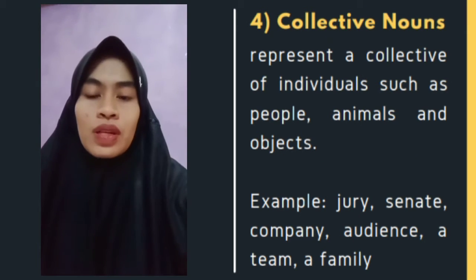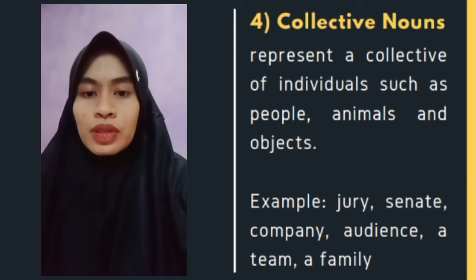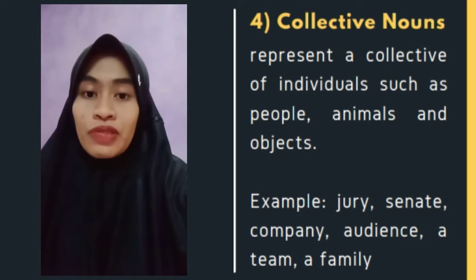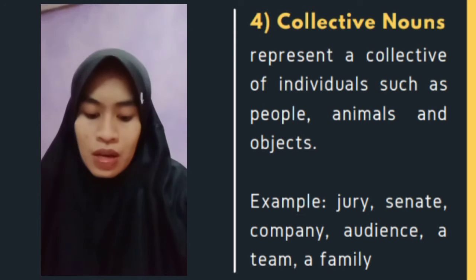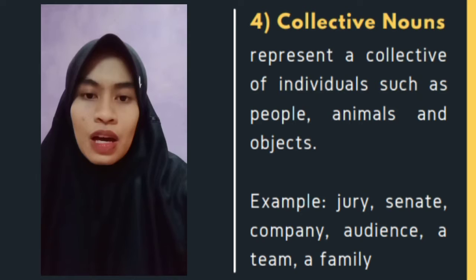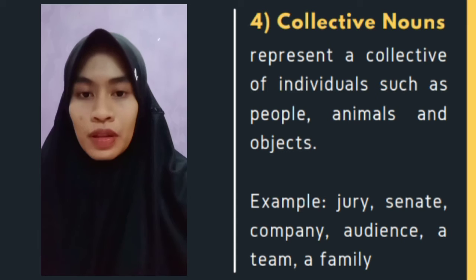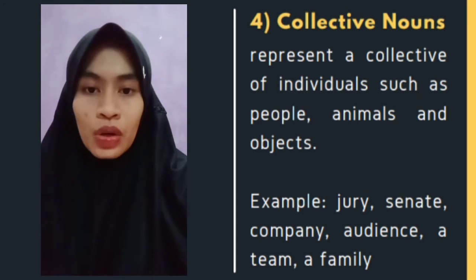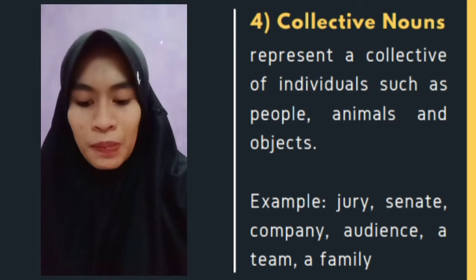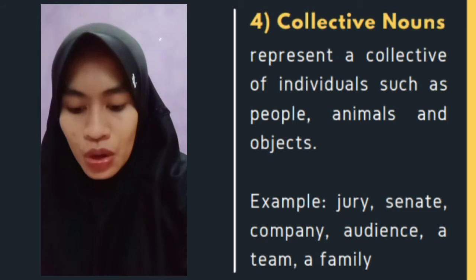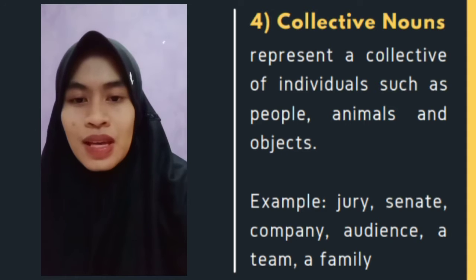A collective noun is used to name collective individuals that could be person, animals, and objects. To name a collective group of a person, we can use the words as in our example. They are a jury, senate, company, audience, team, or a family. To name a collective group of animals, we can use a herd of cows, a flock of sheep. And to name a collective group of things, we can use a fleet of ships or a convoy of trucks and many more.